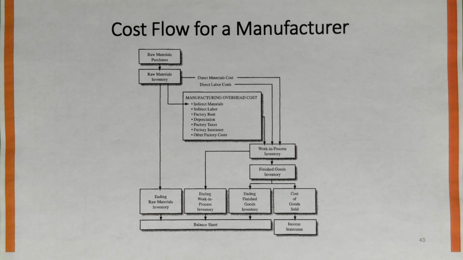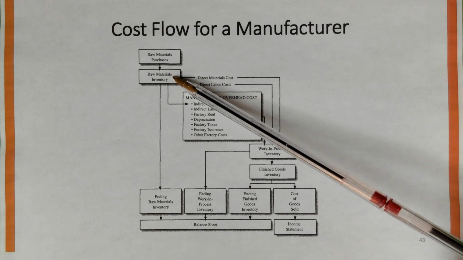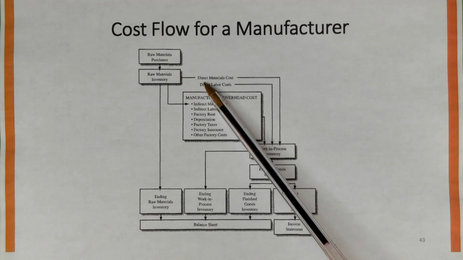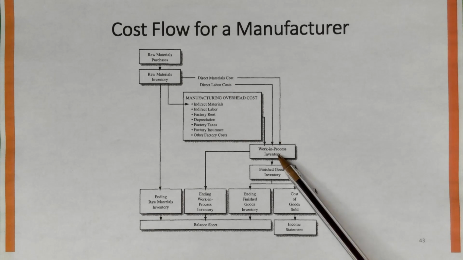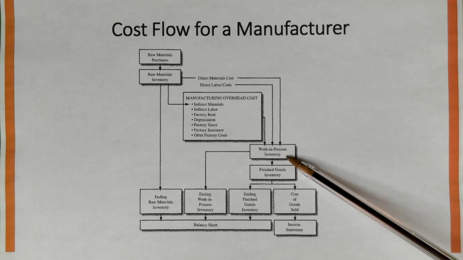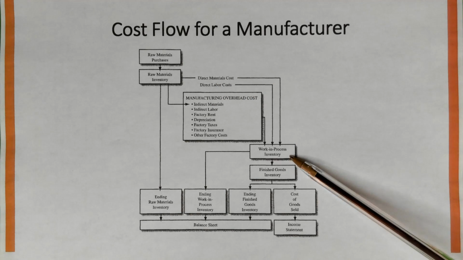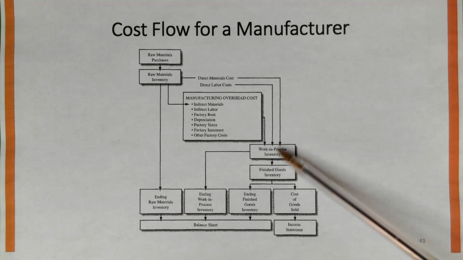Now let's take a look at the cost flow for a manufacturer. First, raw material is purchased and it becomes part of our raw material inventory. Some of this raw material is used as direct material and is put into work in process inventory. So the cost of direct material would be transferred into our work in process inventory. Direct labor cost is also recorded in work in process inventory.